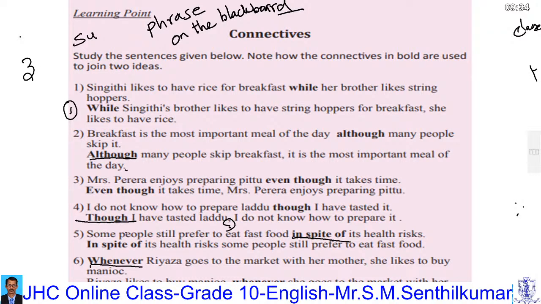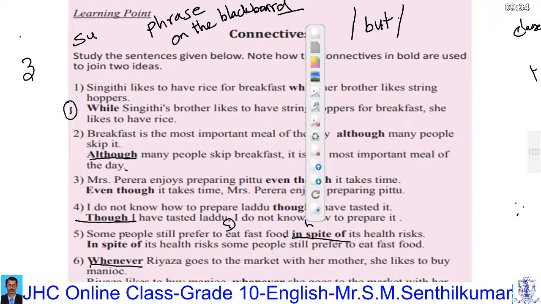Here also the meaning of in spite of is the same: but. What's the meaning? But. Look here. Some people still prefer to eat fast food, but its health risk. This is not a sentence; it is a phrase. We connect a sentence and a phrase of three words using in spite of. The meaning is but. Is it clear?